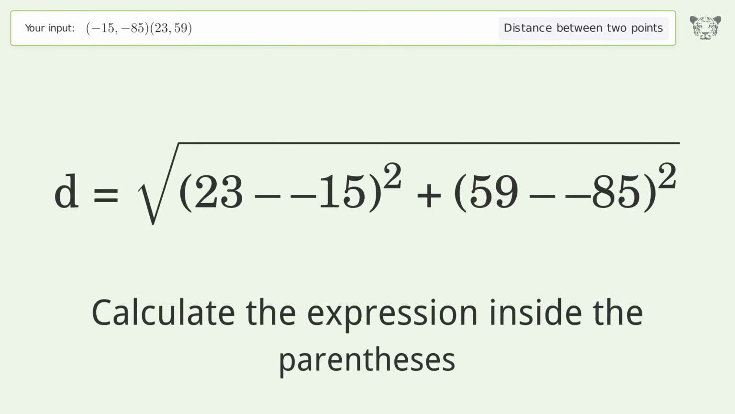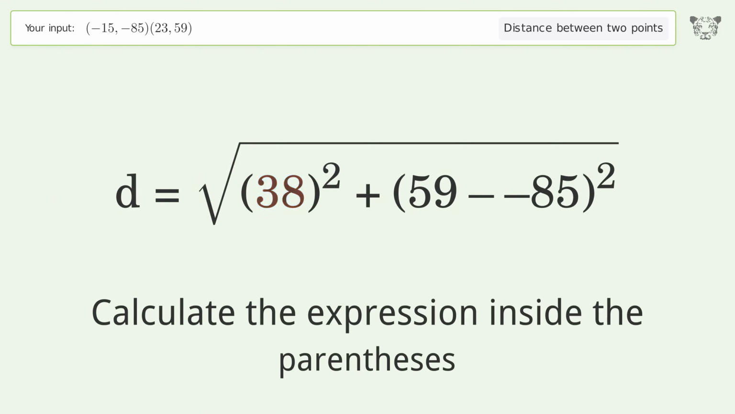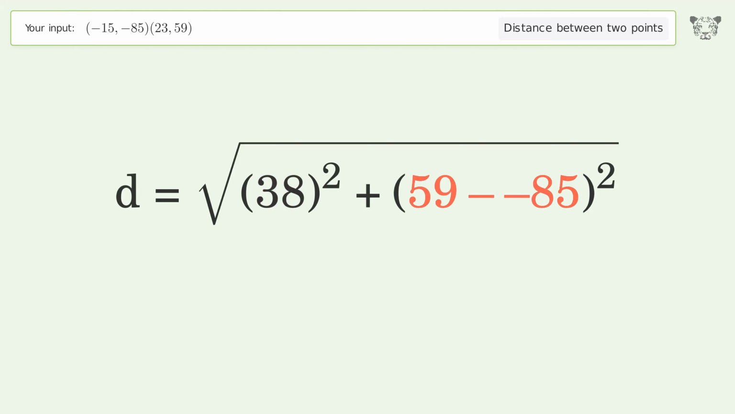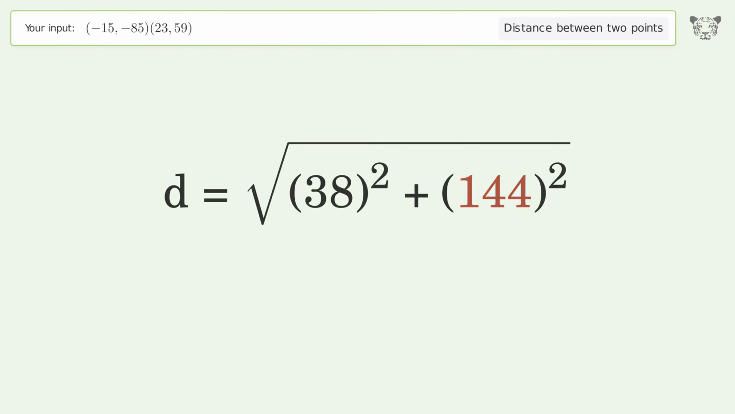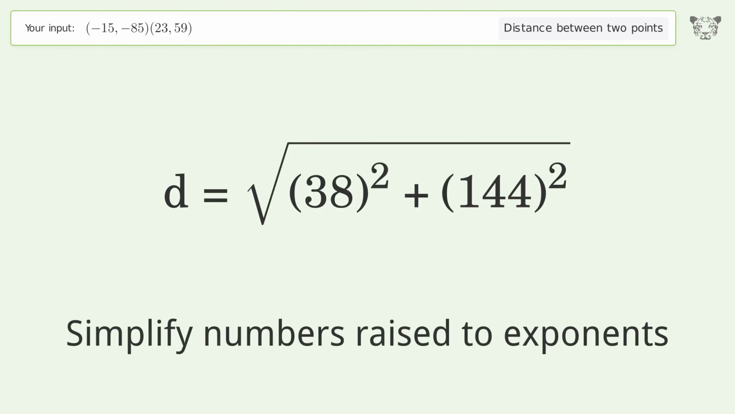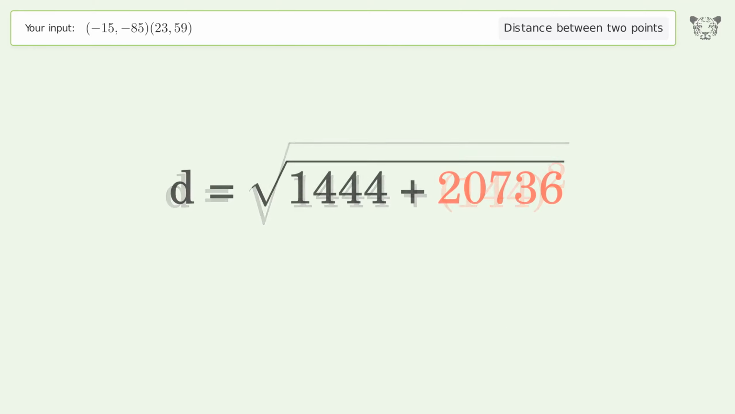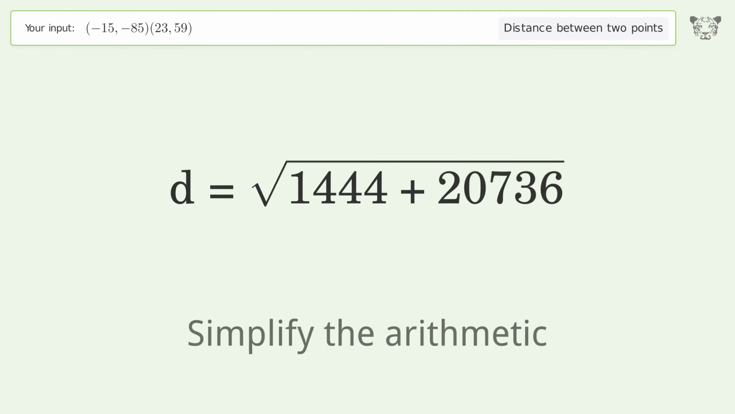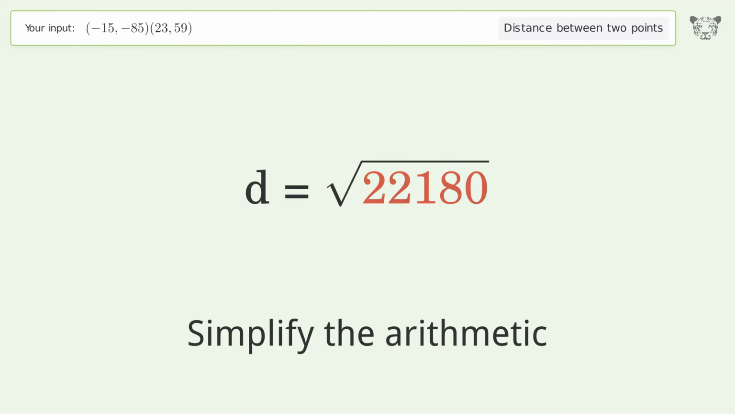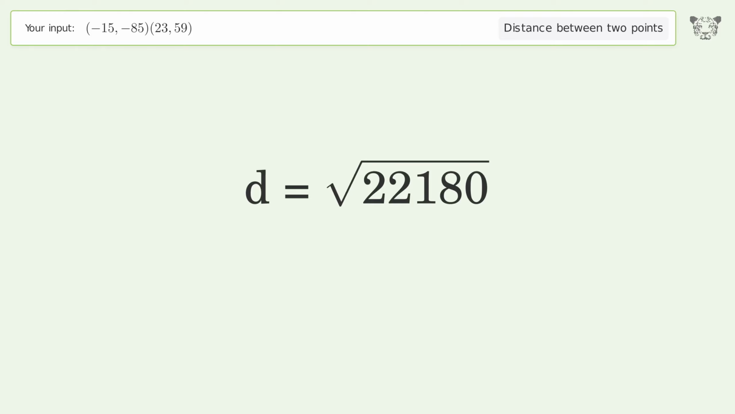Calculate the expression inside the parentheses. Simplify numbers raised to exponents. Simplify the arithmetic. And so the distance between the 2 points is the square root of 22,180, or 148.93.